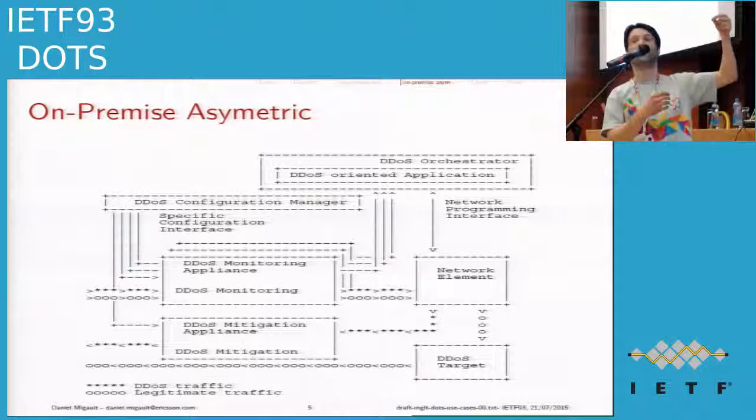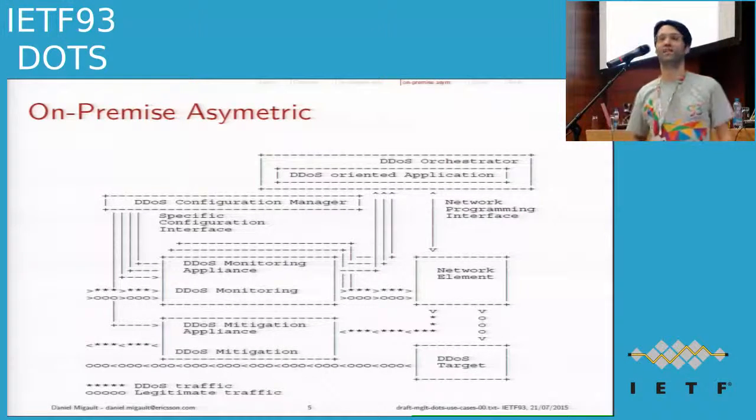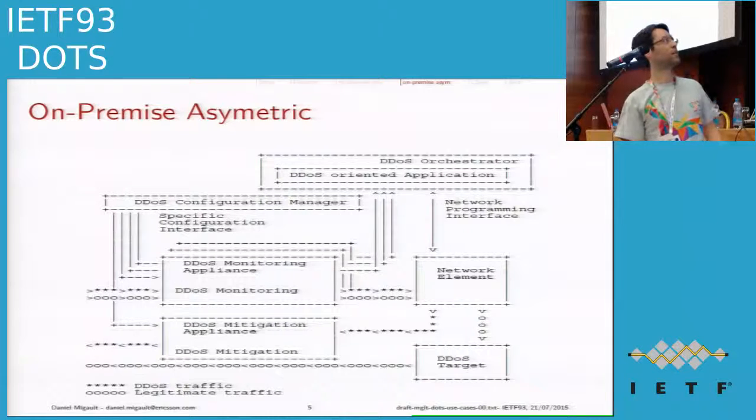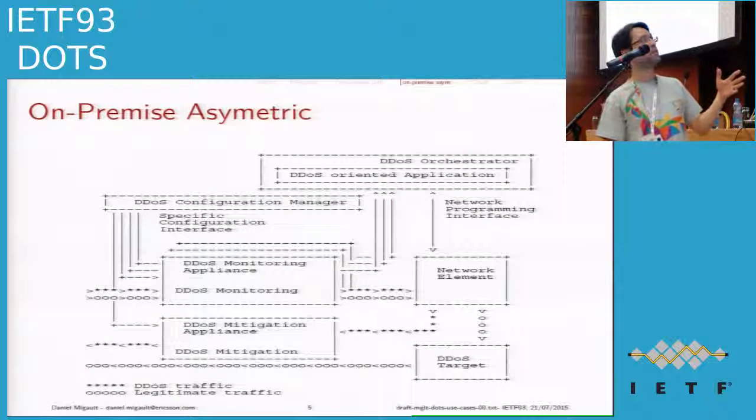My understanding is that we should only be focused on the interface between these two. Yeah. Thanks. Okay. Well, it's not an architecture document when I recommend some architecture either. So that's the asymmetric one.